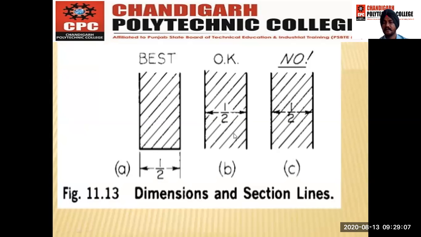You can also indicate the dimension in the center of the object or in between the object, but you have to erase or clear the dimension side where you place the dimensioning. In C portion, you cannot place the dimension and sectioning, so you have to erase the sectioning line outside the dimension value. So this is the incorrect method. You cannot use this method. This is the best way to indicate your drawing dimension.